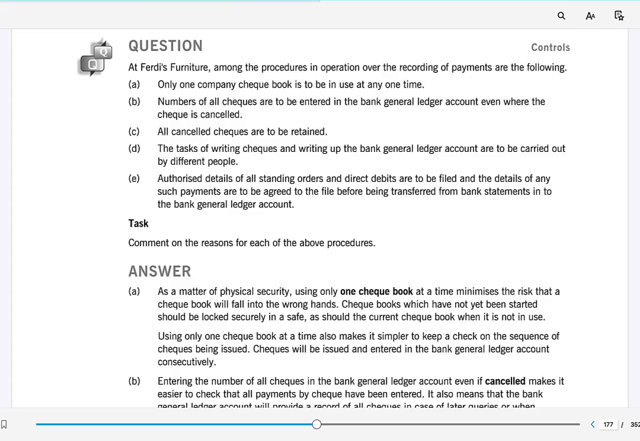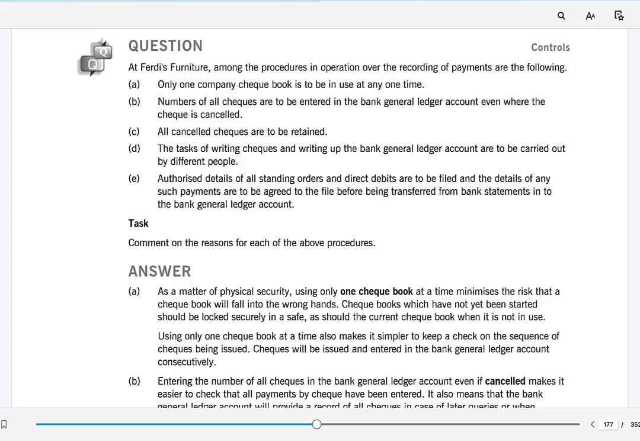What the question gives you? The question gives you 5 procedures and labels them, A, B, C, D, E. Each one is a rule that Ferdy's Furniture follows when they pay suppliers and record those payments. What the question is asking you to do, the task says, comment on the reasons for each of the above procedures. This means for each procedure A to E, you must write an explanation that answers this.